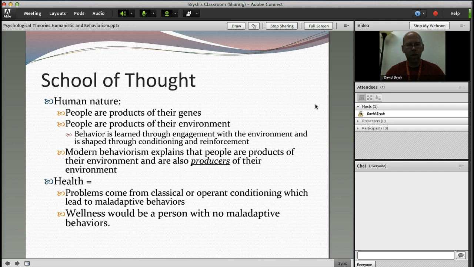So it's shaped through two things, conditioning and reinforcement, according to a behaviorist. We're going to talk about the definitions of conditioning and reinforcement here in a little bit. But behavior is learned through interacting with the environment, and people are also a product of the genetic predisposition of their parents, right?